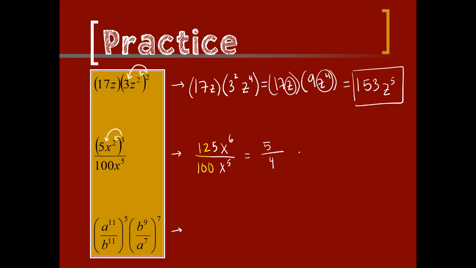And then x to the 6 divided by x to the 5th. Well, if I have 6 x's in the numerator and 5 in the denominator, I just have 1 left. If you want to write 5x over 4, if you want to write 5/4 x, those are the same. They're both great.